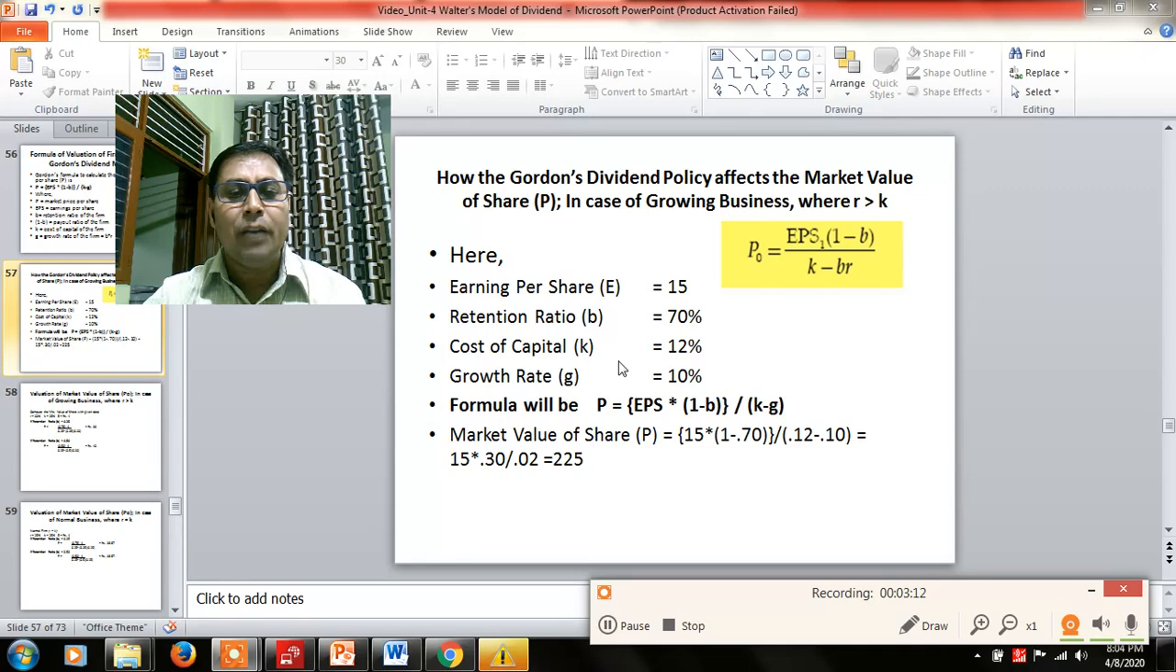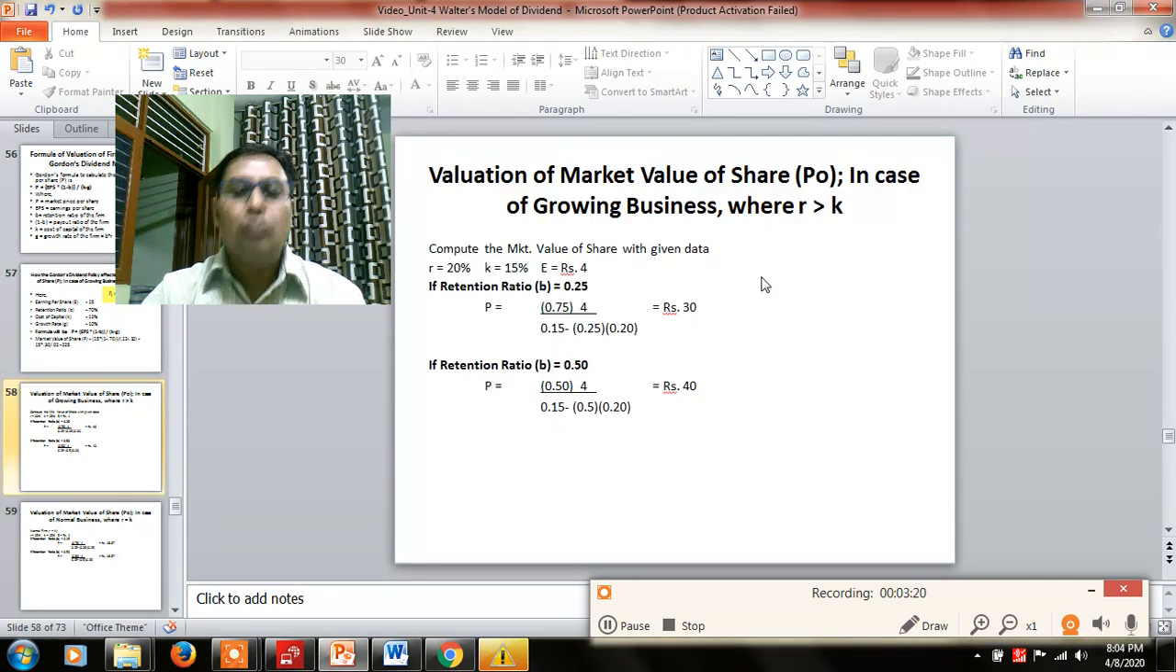So how will we calculate the market value of a share? It is calculated by applying the formula given at the top of the screen. All these three stages are here. If the income is growing, I mean the internal return is greater than the cost of capital, the market value of the share will increase if the retention ratio is increased. Again, if the retention ratio is decreased, then definitely the market value of the share will decrease.